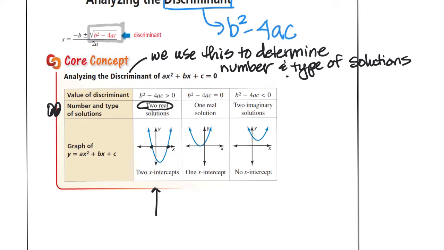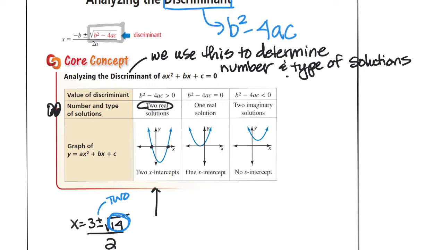Because, and I'll use a quick example here, let's say x equals 3 plus or minus the square root of 14 over 2. If you look here, 14 is definitely greater than 0. And if you have a number in there, that means that you're going to do plus and minus. So that's what gives you 2 real solutions.